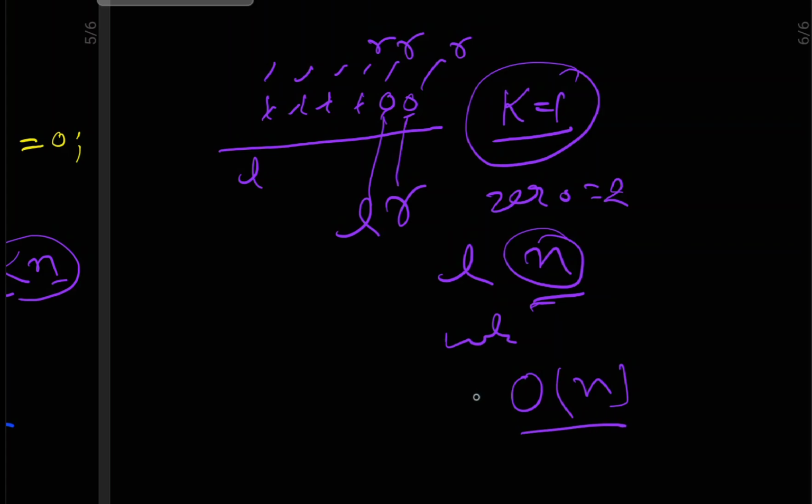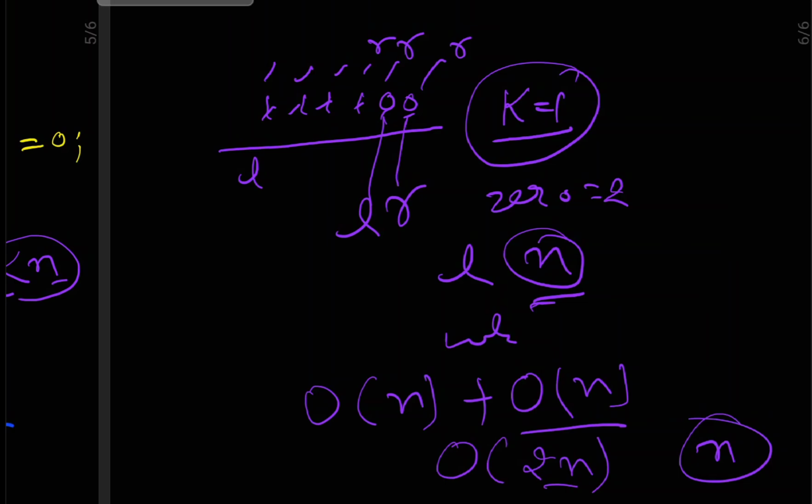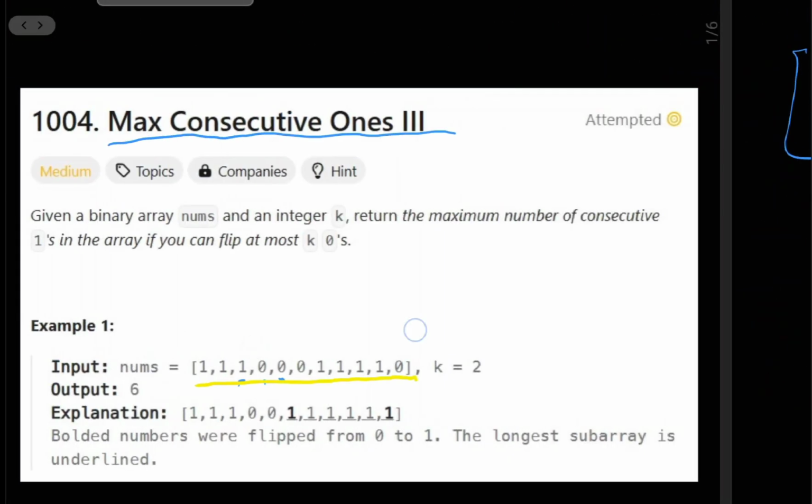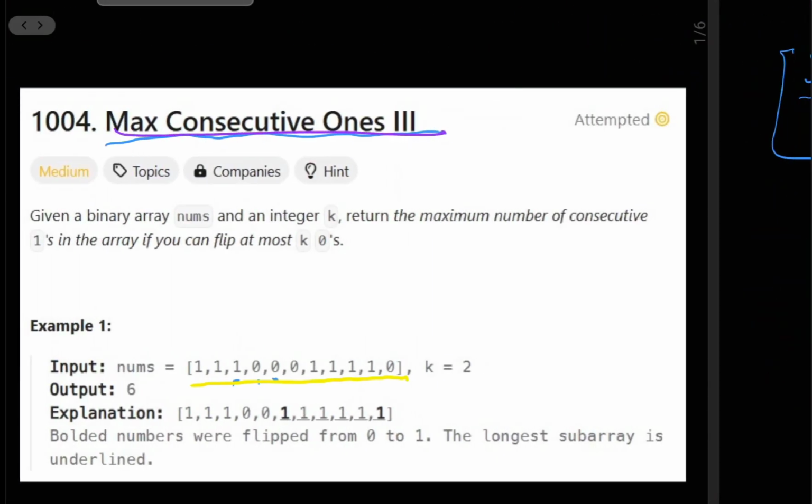So O of n and O of n, this will be added, and this will be O of 2n maximum, and 2n is basically just n. Okay, so that's it. This is the problem: maximum consecutive ones, the brute and the better approach.